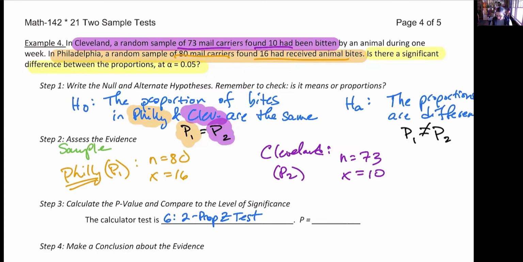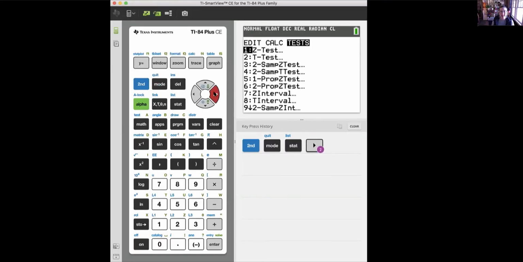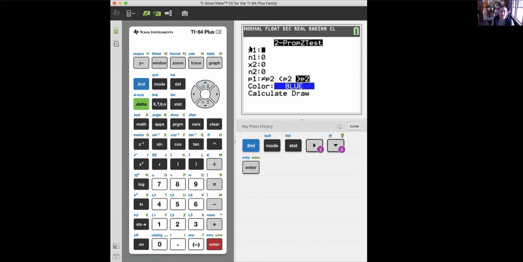So pull out your calculators. We're going to go to stat, arrow over to test. Remember, all of unit 3 is stats tests. I'm looking for 2 prop z-test. And there it is, number 6, 2 prop z-test, enter. And you see here I've got x1, n1, x2, n2, and then the order. This is why the order is so important, because the information here for X and N has to match with P1. X2 needs to match P2, all right?